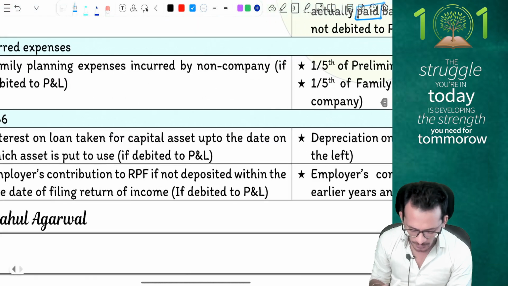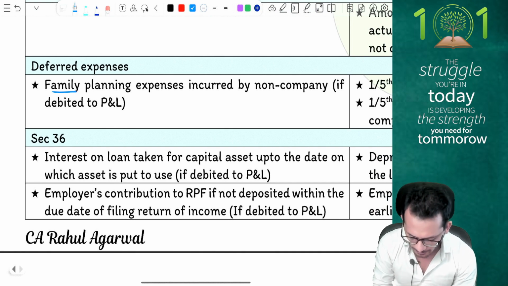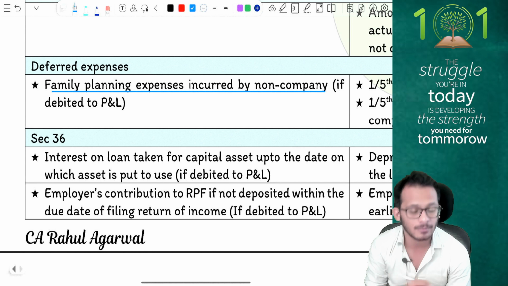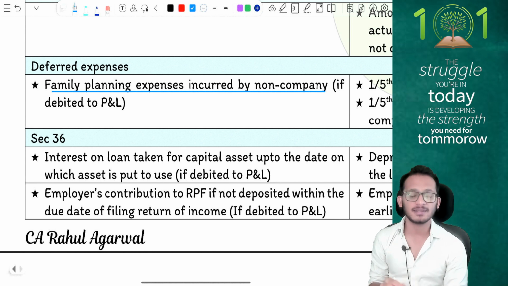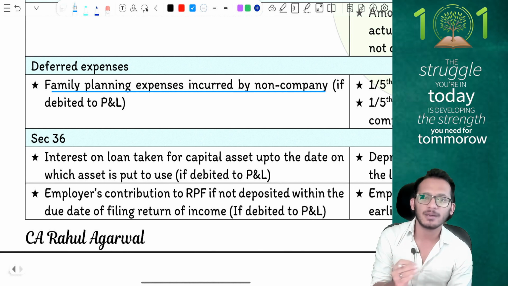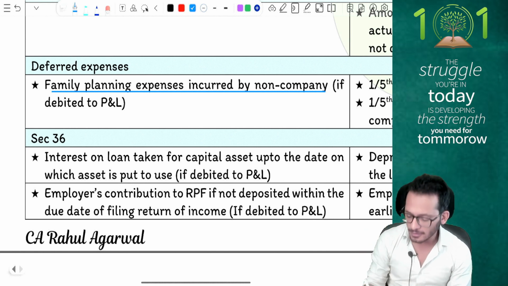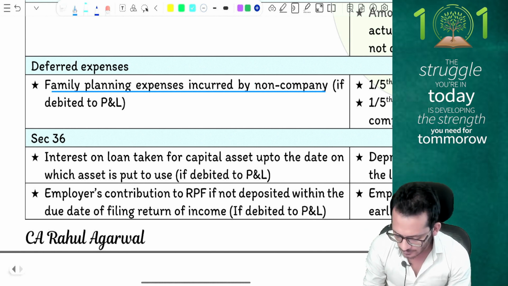Great. Moving on forward, people, to something called deferred expenses. This is part of section 36 and 35 together. Deferred expenses, first item is called family planning expenses, which is incurred by non-companies. People, notice family planning expenses as such is only claimable by companies. If it is claimed by non-companies, I will fully disallow it off. There is no claim here, because it is made by a non-company. So you can only claim family planning expenses if it is made by a company.